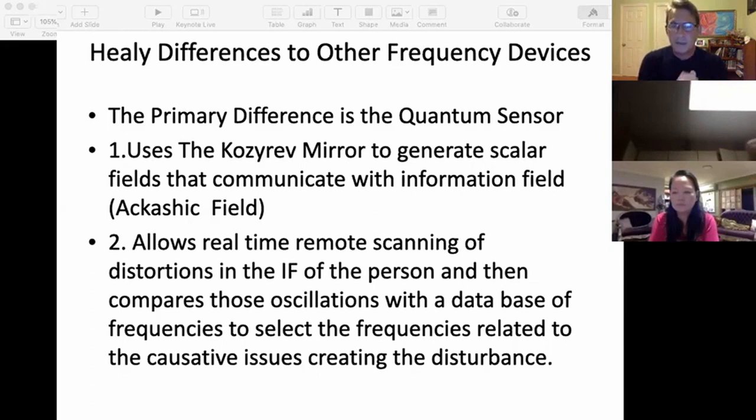So most frequency devices focus on treating the physical etheric level, whereas the Healy and the time wave technology is focusing on the upstream emotional, mental, and spiritual layers of the soul in the sixth dimension and above. So we believe that from a causative perspective, most diseases and disorders in health are a physical manifestation of a mental, emotional, spiritual dysfunction. And that's causing the lack of the energetic flow coming down through these dimensions to get into the physical body.